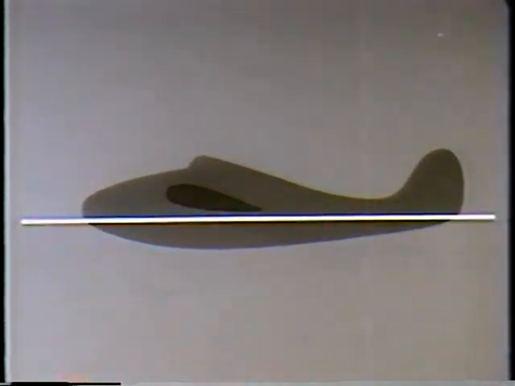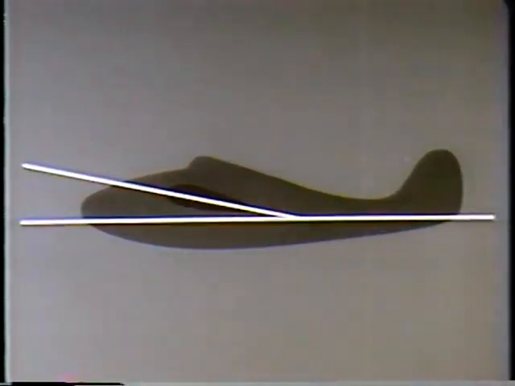To understand lift fully, however, you must understand not only angle of attack, but also angle of incidence, which is sometimes called pitch angle. On a fixed-wing aircraft, the angle of incidence is determined by the relative position of the fuselage and the wing. The angle formed by the longitudinal axis of the aircraft and the chord line of the wing is the angle of incidence.